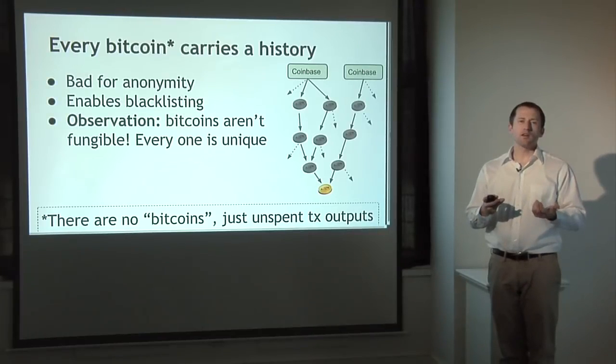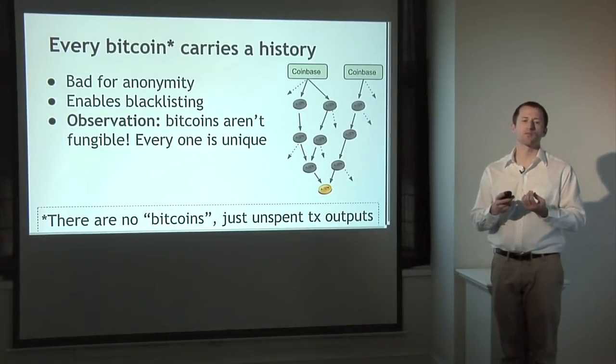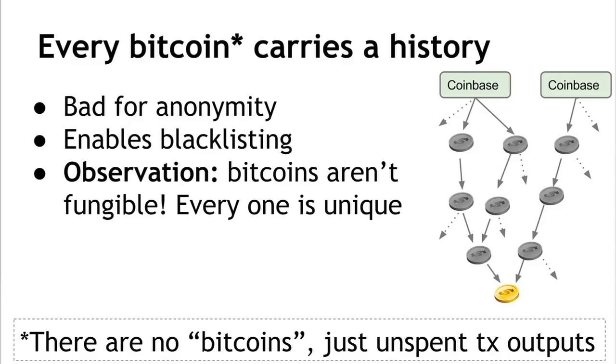And as we've said, and as we spent a whole lecture discussing, this is bad for anonymity because you can try and track ownership of coins. And it also potentially enables blacklisting. If you want to blacklist coins owned by a specific person, you can do so using the fact that history is maintained as coins move around.